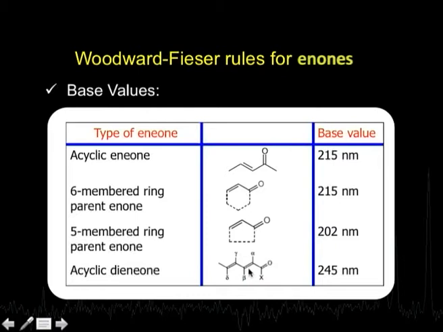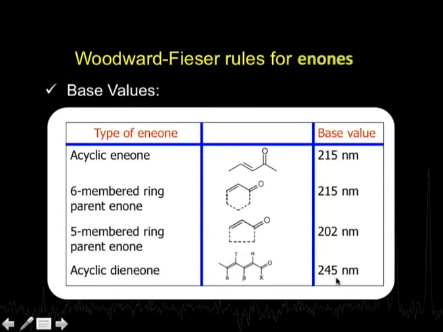This is first conjugation. This is second conjugation. So in this case, what happens is, the value happens to be 245 nanometers, which can be rationalized as the base value of 215 plus about 30 nanometers as a kind of contribution of the conjugation here. So that is how it is given as 245 nanometers.